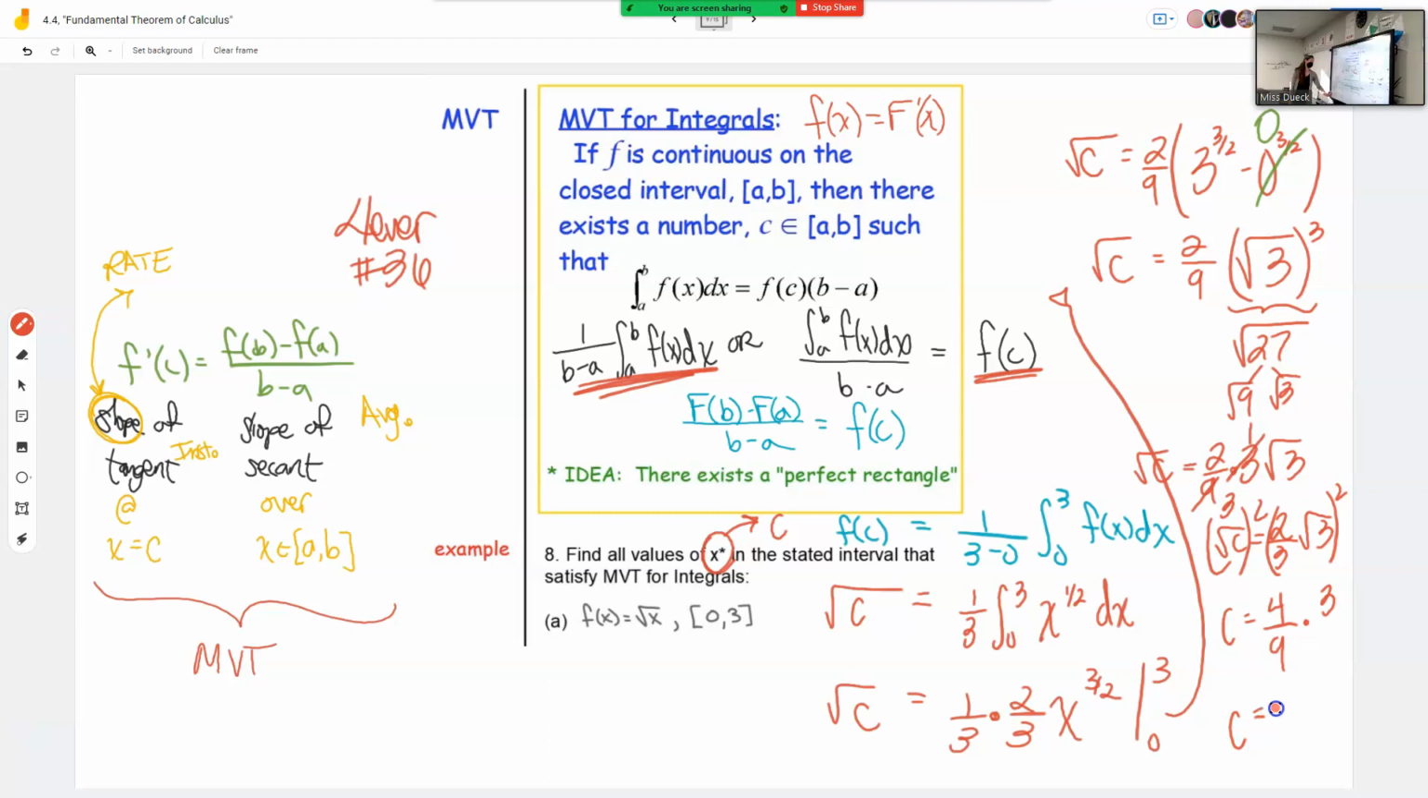My final answer is, oh my goodness gracious. And all I have to do real quick is double check, is that in between 0 and 3? And the answer is yes. Sorry, the algebra got a little messy there.